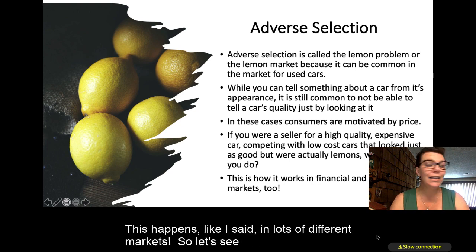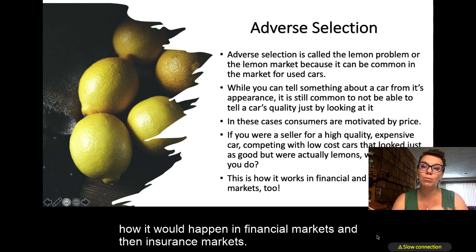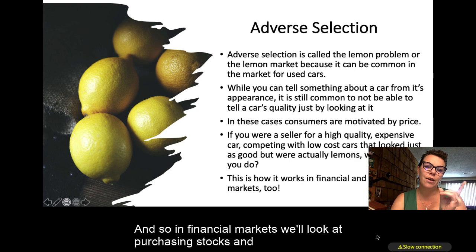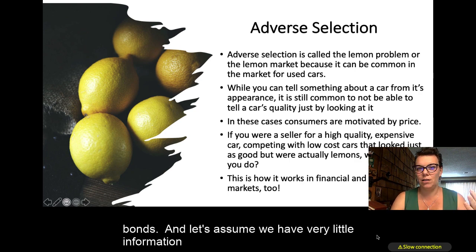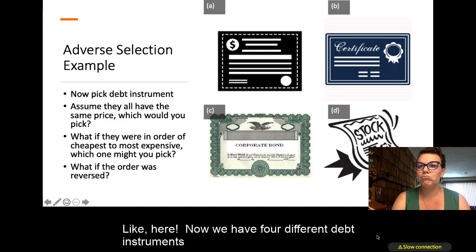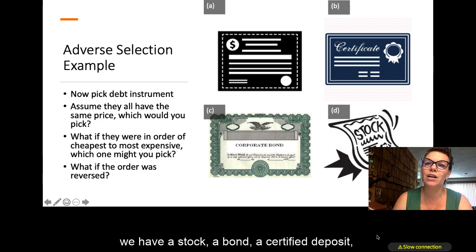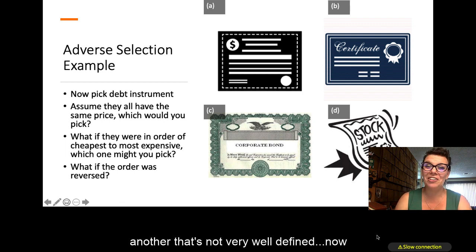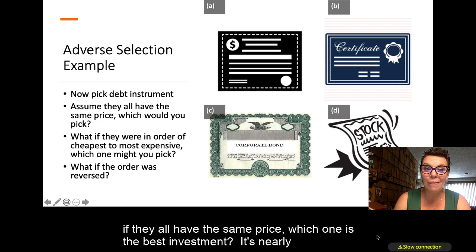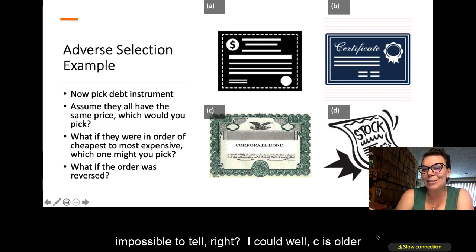This happens, like I said, in lots of different markets. So let's look at how it would happen in financial markets and then insurance markets. In financial markets, we'll look at purchasing stocks and bonds, and let's assume we have very little information. Here we have four different debt instruments: a stock, a bond, a certificate of deposit, and another that's not very well defined. If they all have the same price, which one's the best investment? It's nearly impossible to tell, right?